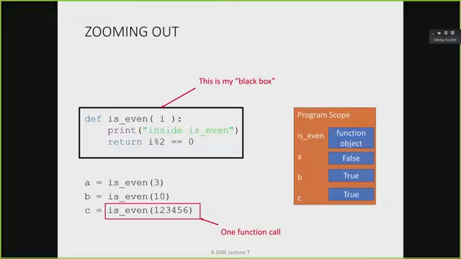Does that make sense? It's kind of separating the code we write, which doesn't run until we actually make function calls. That's the thing about functions, and that's how it helps us write more robust code.